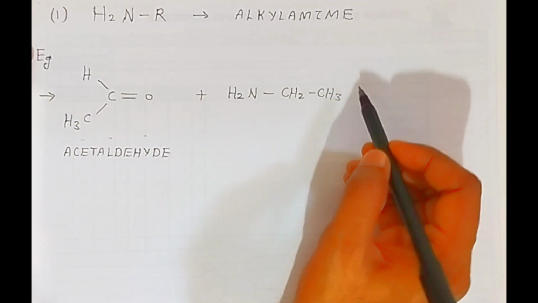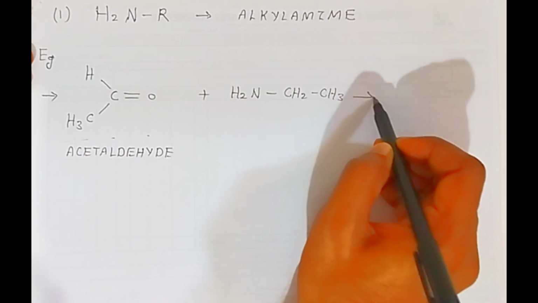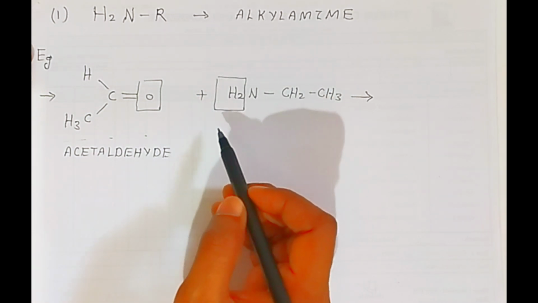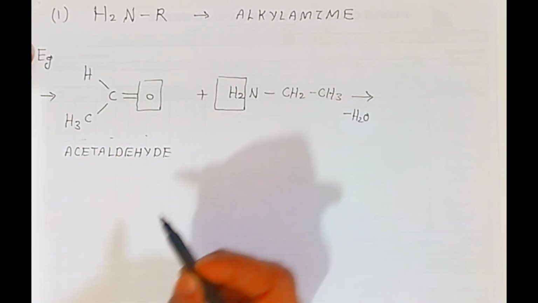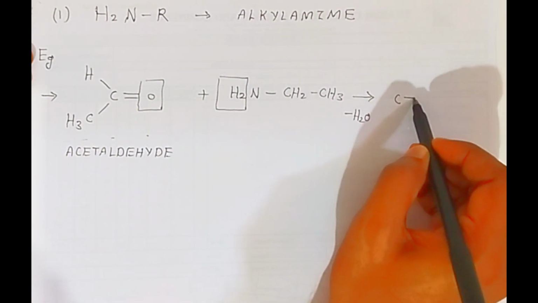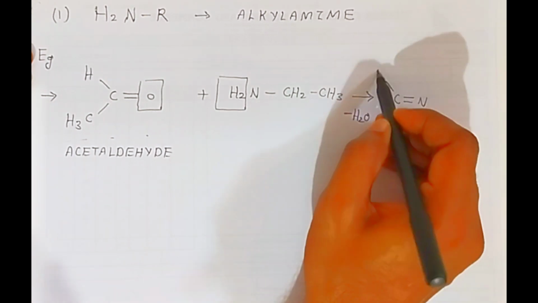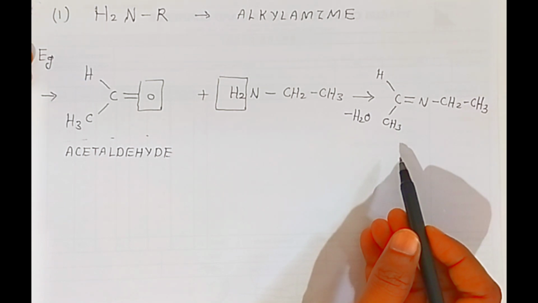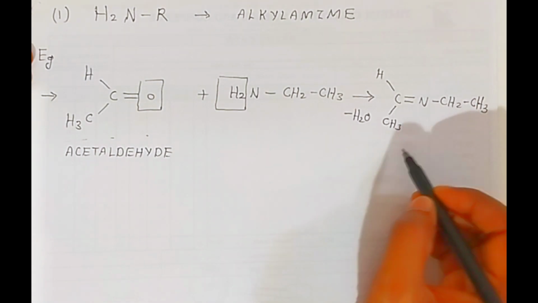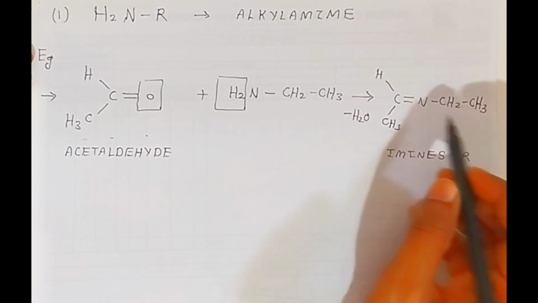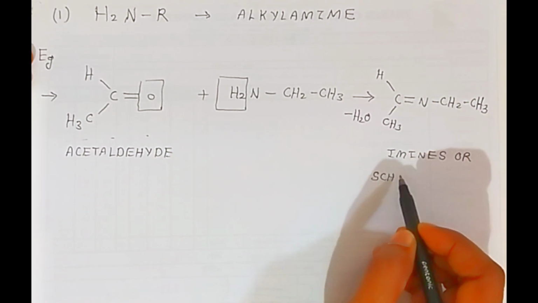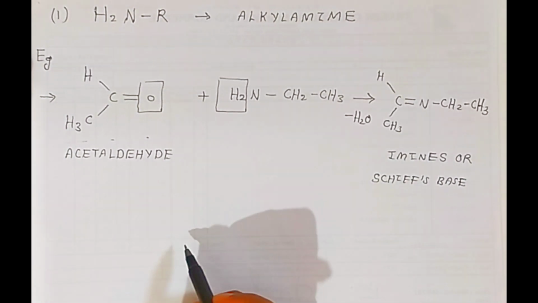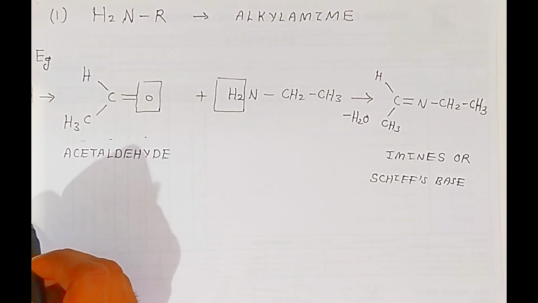Now elimination takes place. The oxygen of this carbonyl combines with hydrogen, and like this there is elimination of a water molecule, and it forms a double bond like this. This is nothing but a Schiff base. There is a formation of an imine. Because it contains nitrogen, it is called a Schiff base.